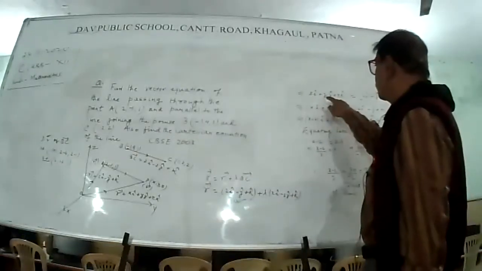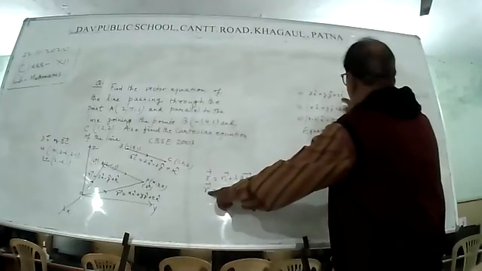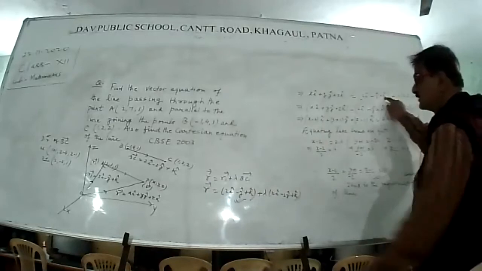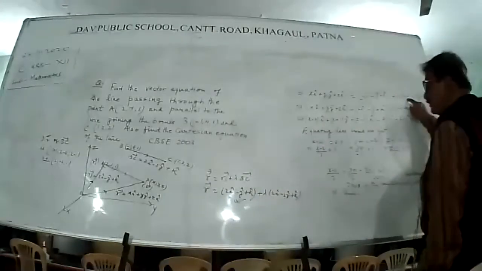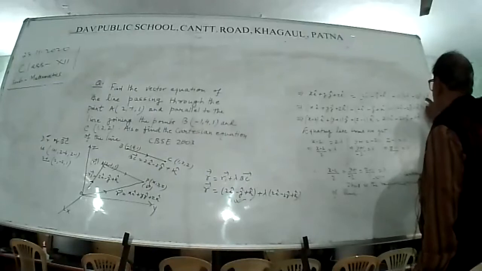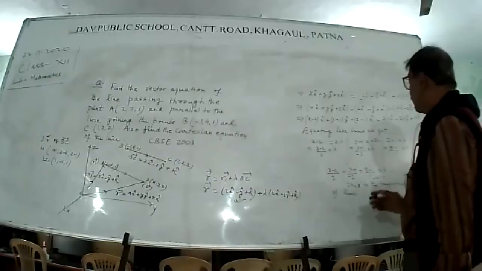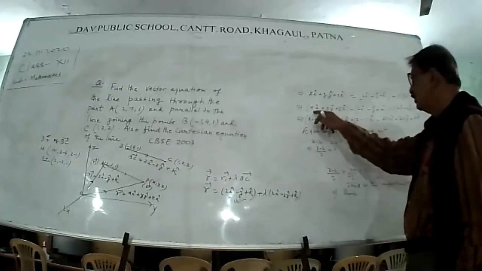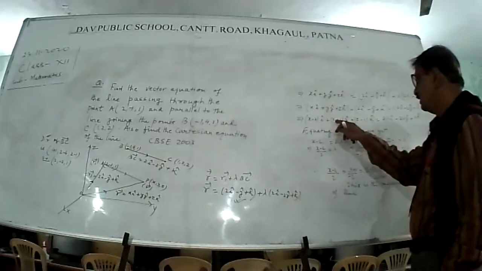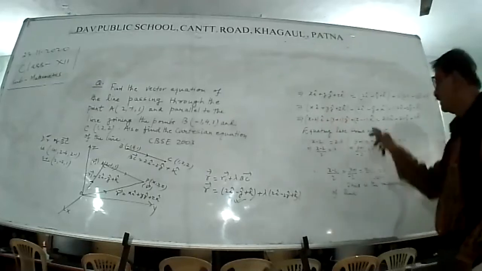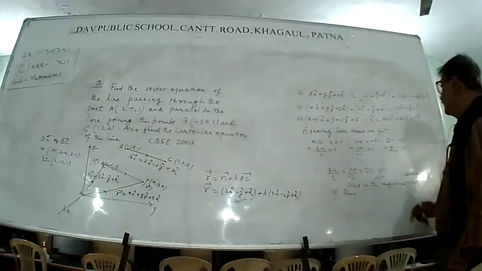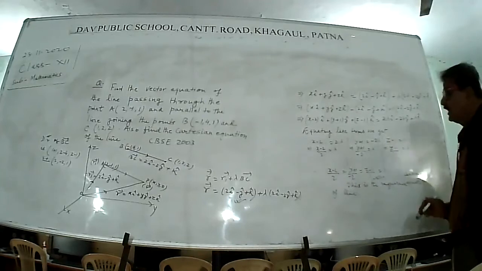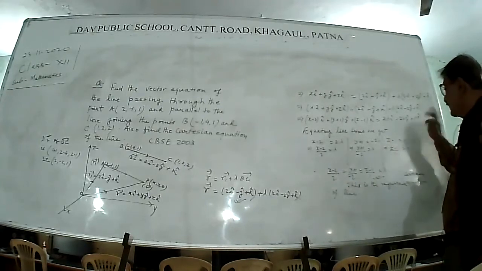So here xi unit vector plus yj unit vector plus zk unit vector, and we have 2i unit vector minus j unit vector plus k unit vector plus lambda into 2i unit vector minus 2j unit vector plus k unit vector. By transposing, we have changed the side of this term. So we have x minus 2 i unit vector, y plus 1 j unit vector plus z minus 1 k unit vector is equal to 2 lambda i unit vector minus 2 lambda j unit vector plus lambda k unit vector.